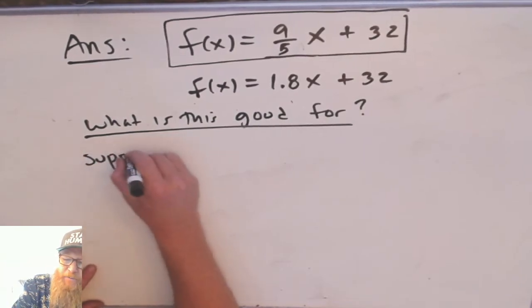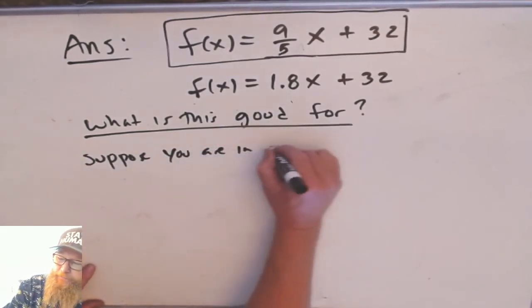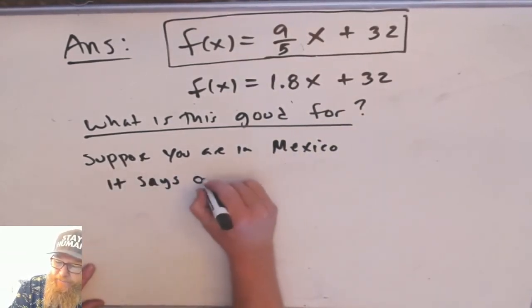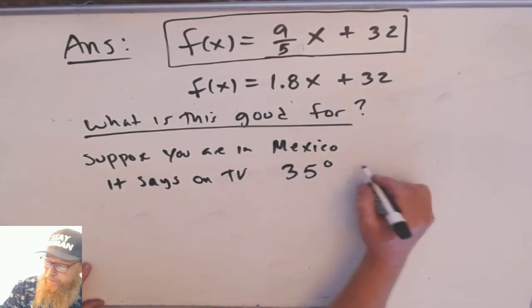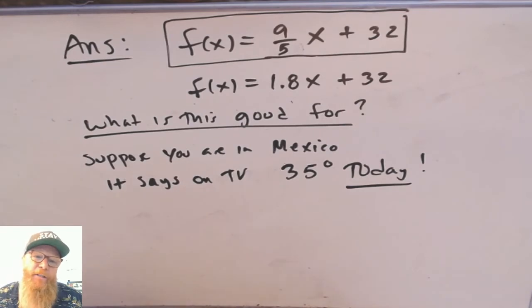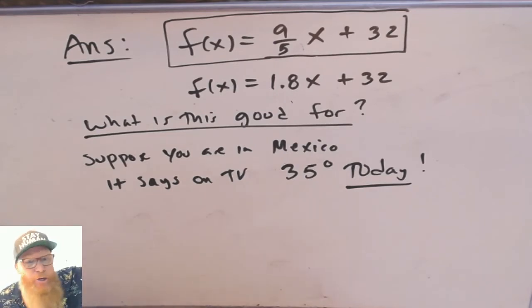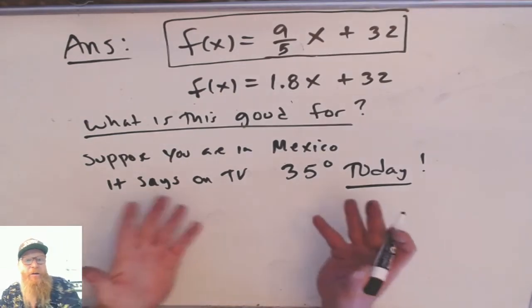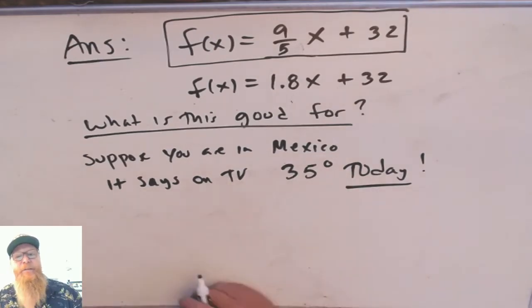Suppose you're in Mexico. Yeah, and it says on the TV, it's going to be 35 degrees today. And by the way, when you're watching the television in Mexico or in Canada or anywhere in South America or anywhere in Europe, they're not going to say Celsius and Fahrenheit, and they're not going to give you a whole lesson on Celsius and Fahrenheit. They're going to do the same thing that our news does here in the United States. They're just going to tell you the temperature.